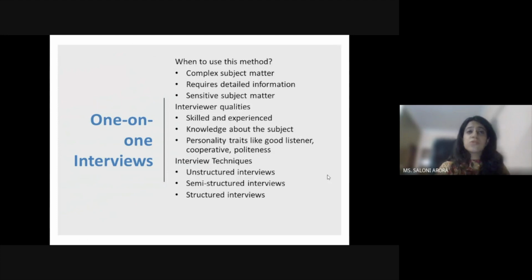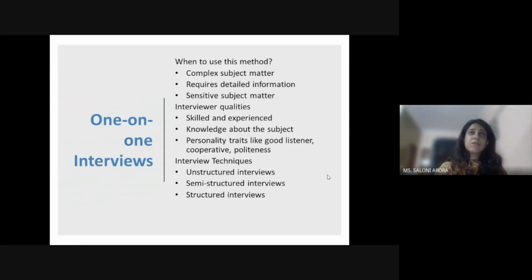Now, when to use this method? Because every time you can't indulge in a one-to-one interview. You're a business, you have a lot of customers, so probably it's not always feasible for you to opt for it. So, when actually should you use one-to-one interviews?